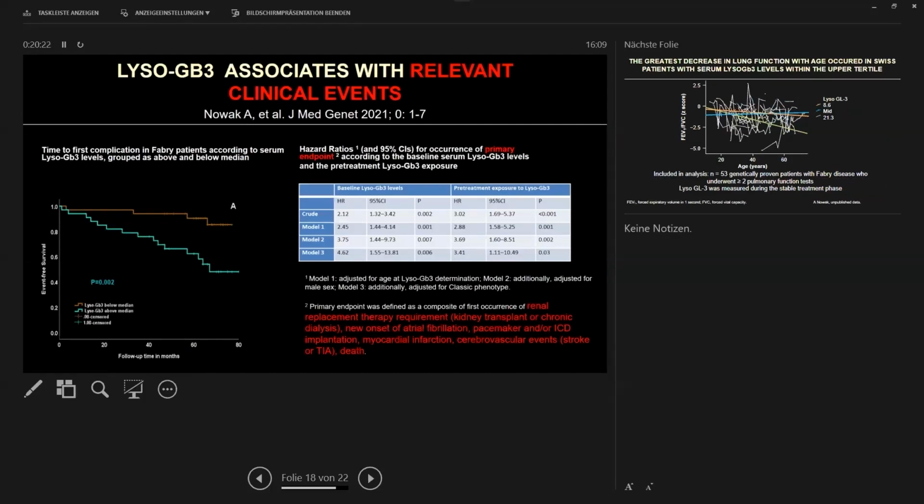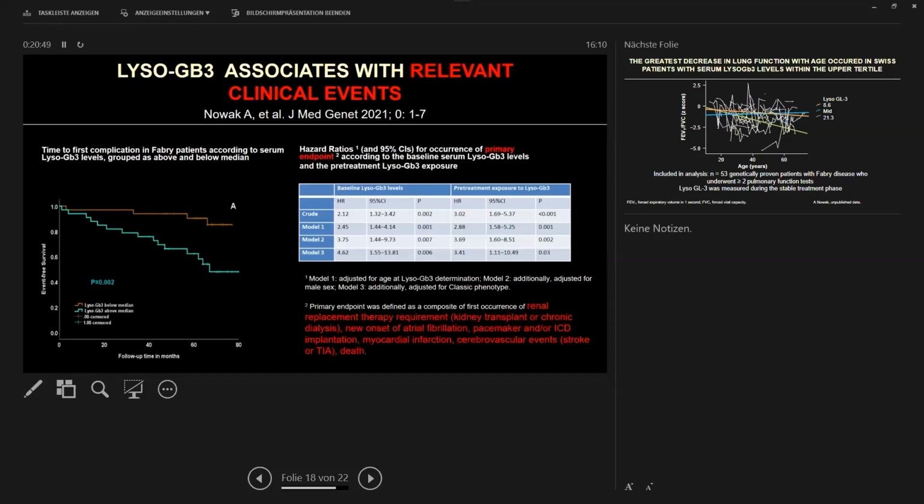Lyso-GB3 is also helpful in order to estimate the prognosis. We divided our patients into 2 groups. The one had a higher Lyso-GB3 level, this means higher than the median. And the other group had a lower Lyso-GB3 level, which was below the median.